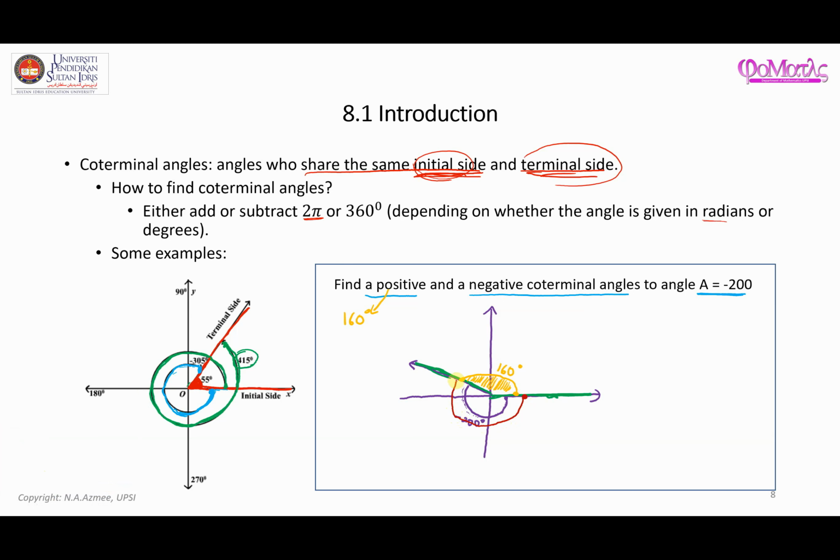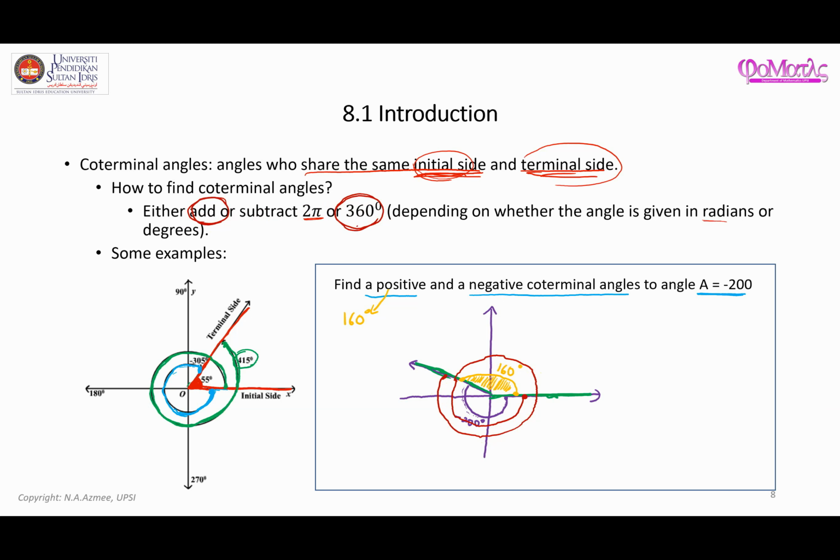And if I stop here, then there's no point because the angle here will be the same as negative 200. So I'm going to have to make another round. And then I will stop here. So that means I have to add another round of 360 degrees. So this is the meaning of the statement given here.